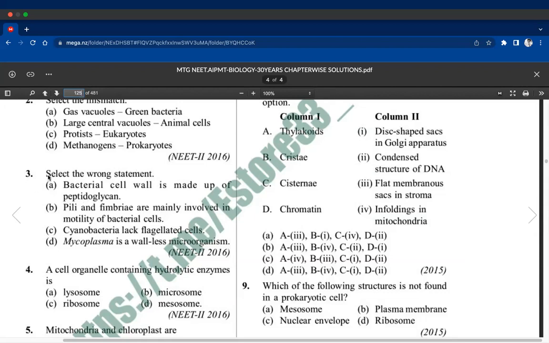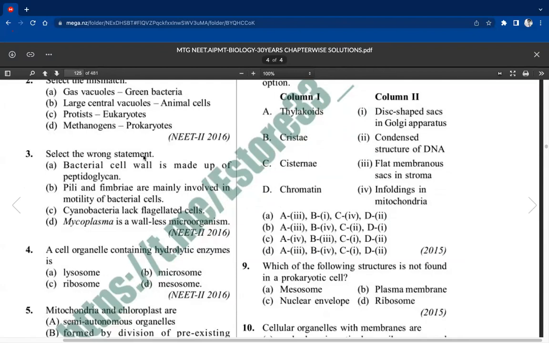The question asks, select the wrong statement. You both are selecting the right one. So the right answer is the one which is the wrong statement. Which of the following is incorrect? C is correct. D is correct. A is also correct. Bacterial cell wall is made up of peptidoglycan. This is correct. Cyanobacteria lack flagellated cells. Correct. Sorry, cyanobacteria are bacteria. They are known as blue-green algae, BGA, but they are not algae. They are cyanobacteria.